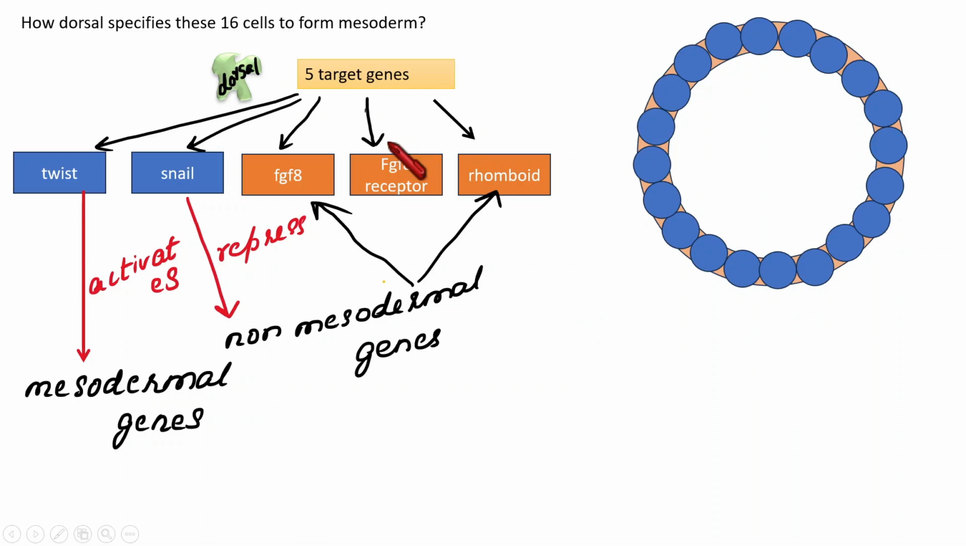Clear? So I told you in the beginning that dorsal can activate all these genes. That means in the initial phase, these genes can also get activated in these cells.